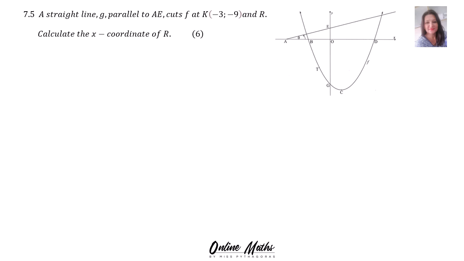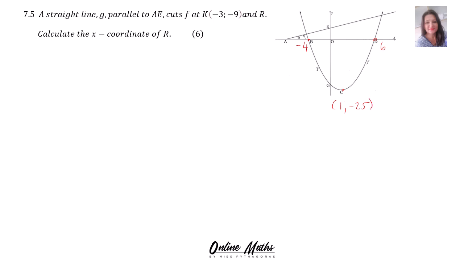On 7.5, a straight line G parallel to AE cuts K at -3, -9 and R. Calculate the x coordinate of R. So first of all, let's just try and understand what is going on here. Do you agree the point B used to be the point -4 and the point D was the point 6,0 and the turning point was the point 1, -25.